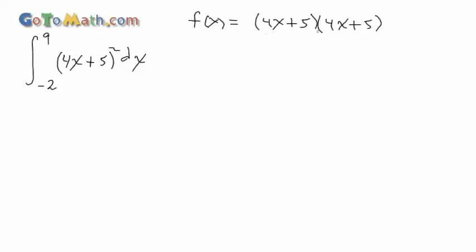Alright, so let's multiply this stuff out. You got 4x times 4x is equal to 16x squared. Then 4x times this is 20x plus 20.